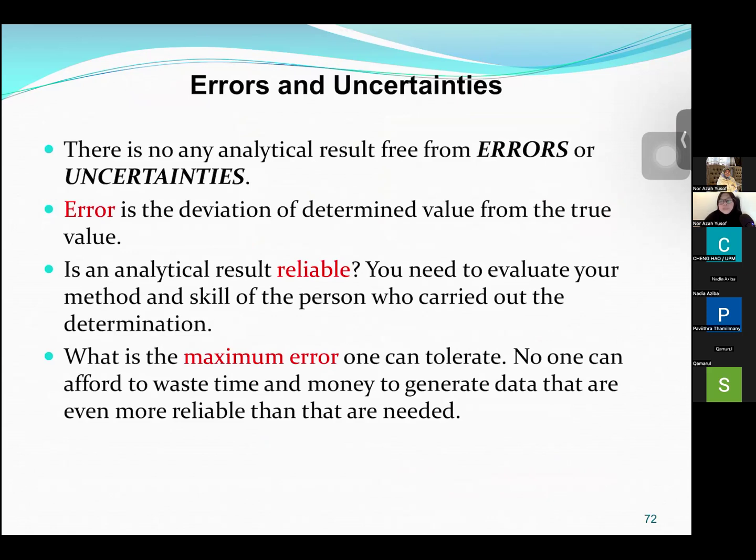As one of the precautions in data interpretation, now we talk about errors. This is something that we cannot avoid. When we do chemical analysis especially, it is prone to errors, known as errors or uncertainties. So is the analytical result reliable? What is the maximum error that we can accept? Because it's not going to be zero. It cannot be zero, right?